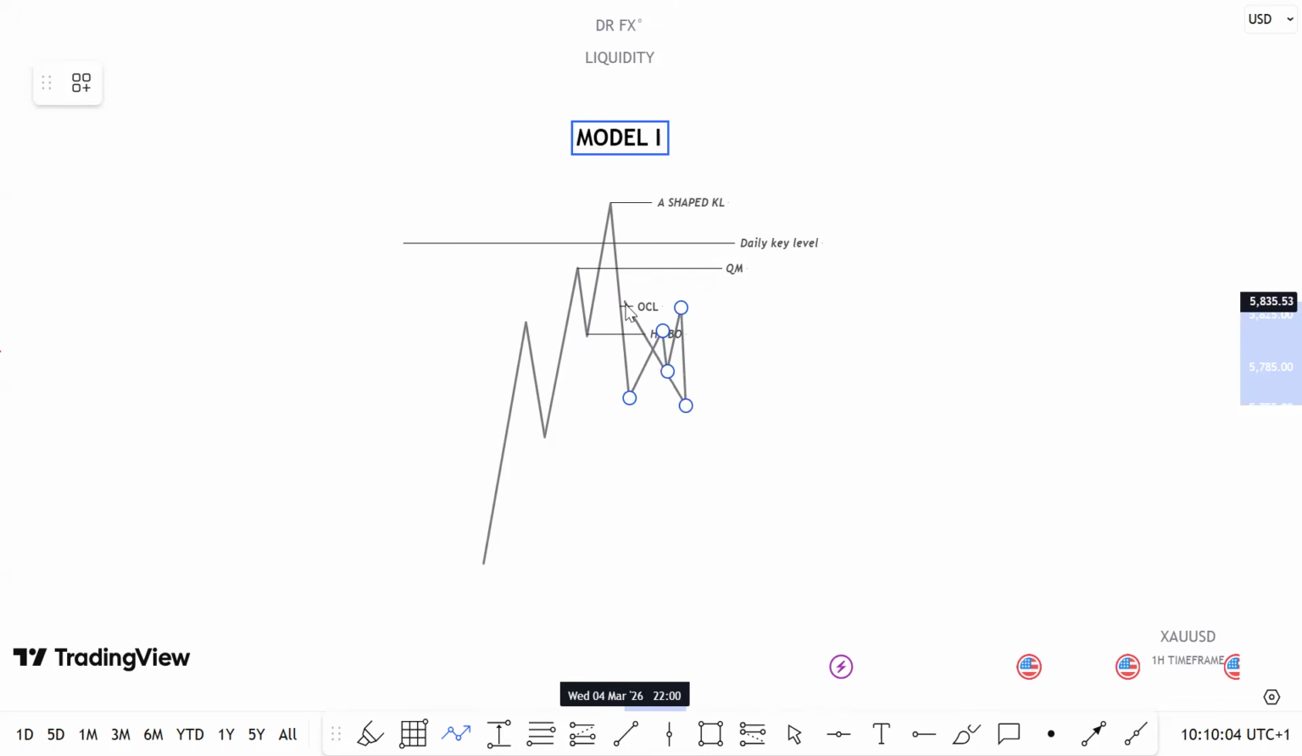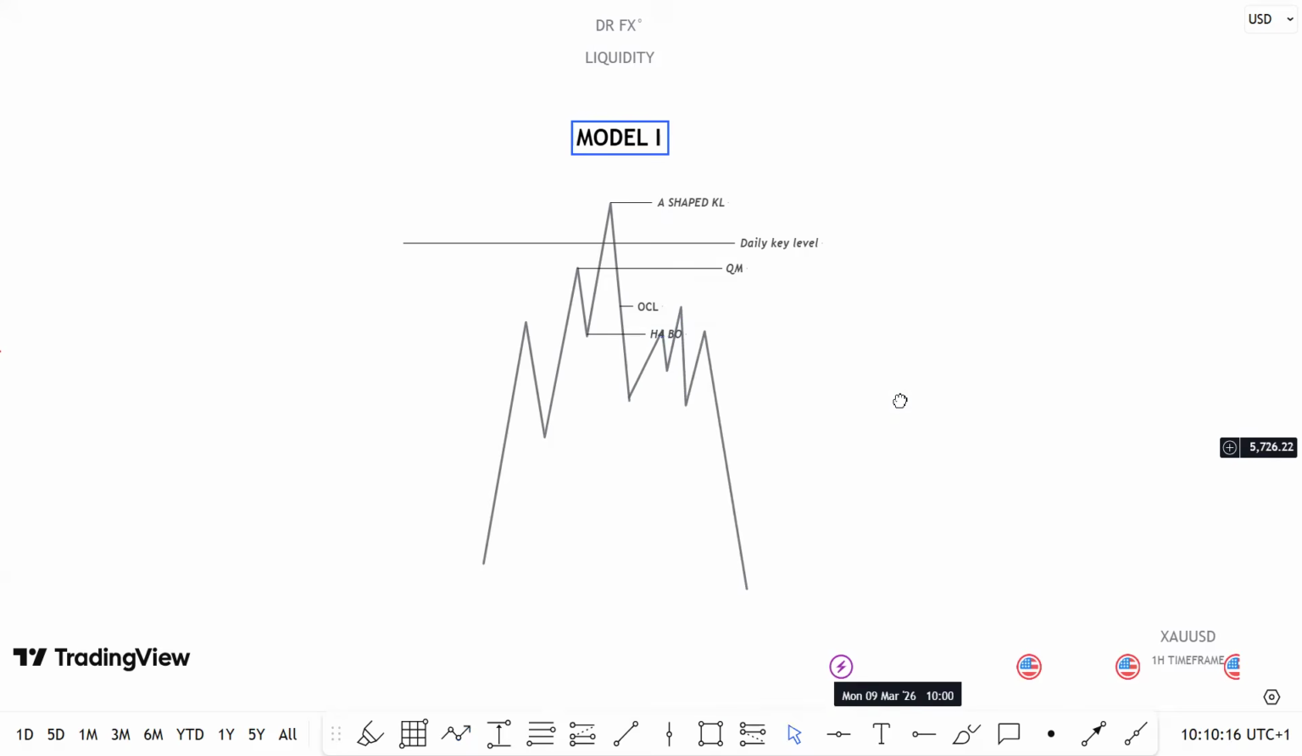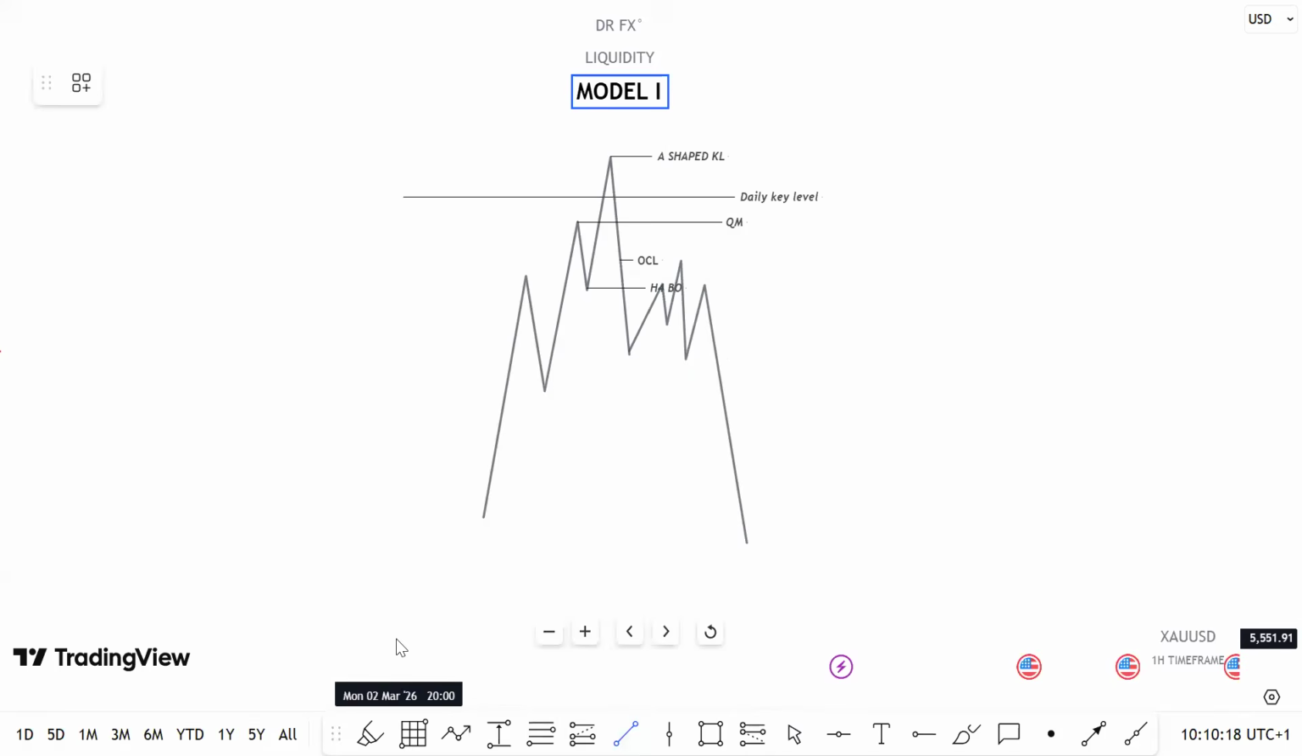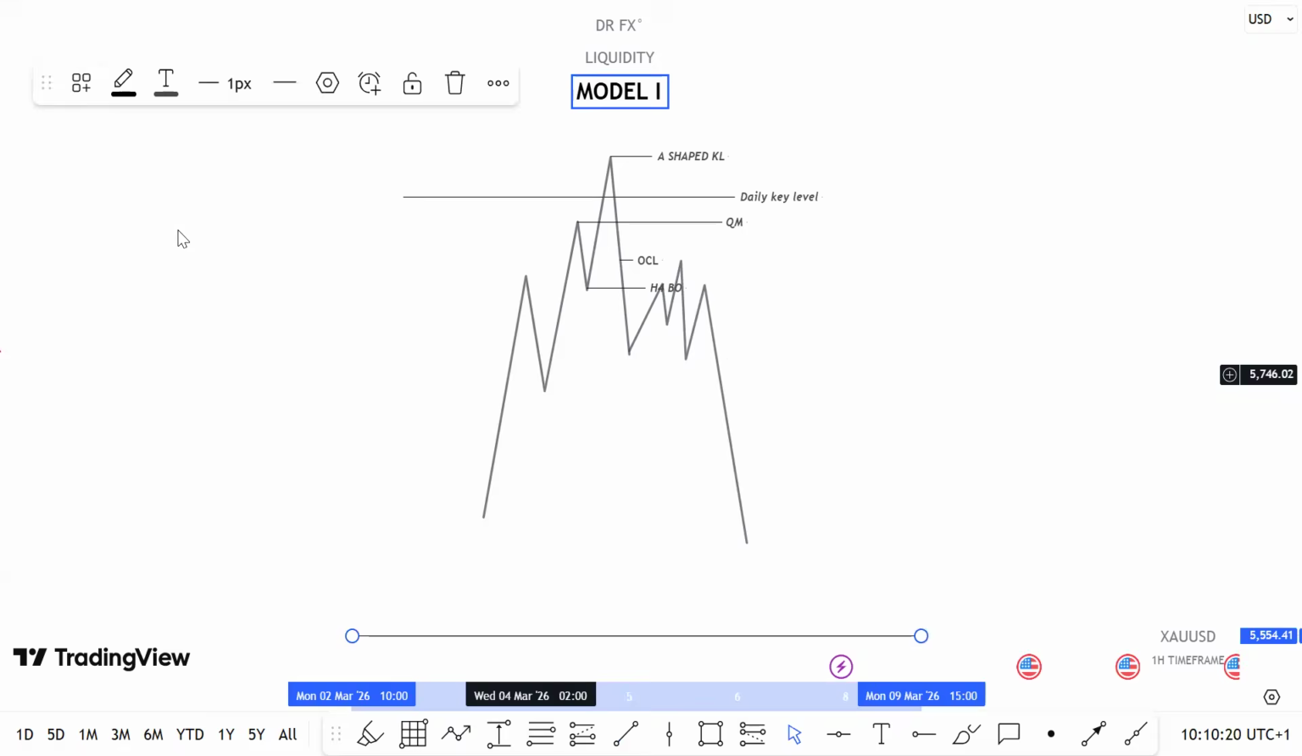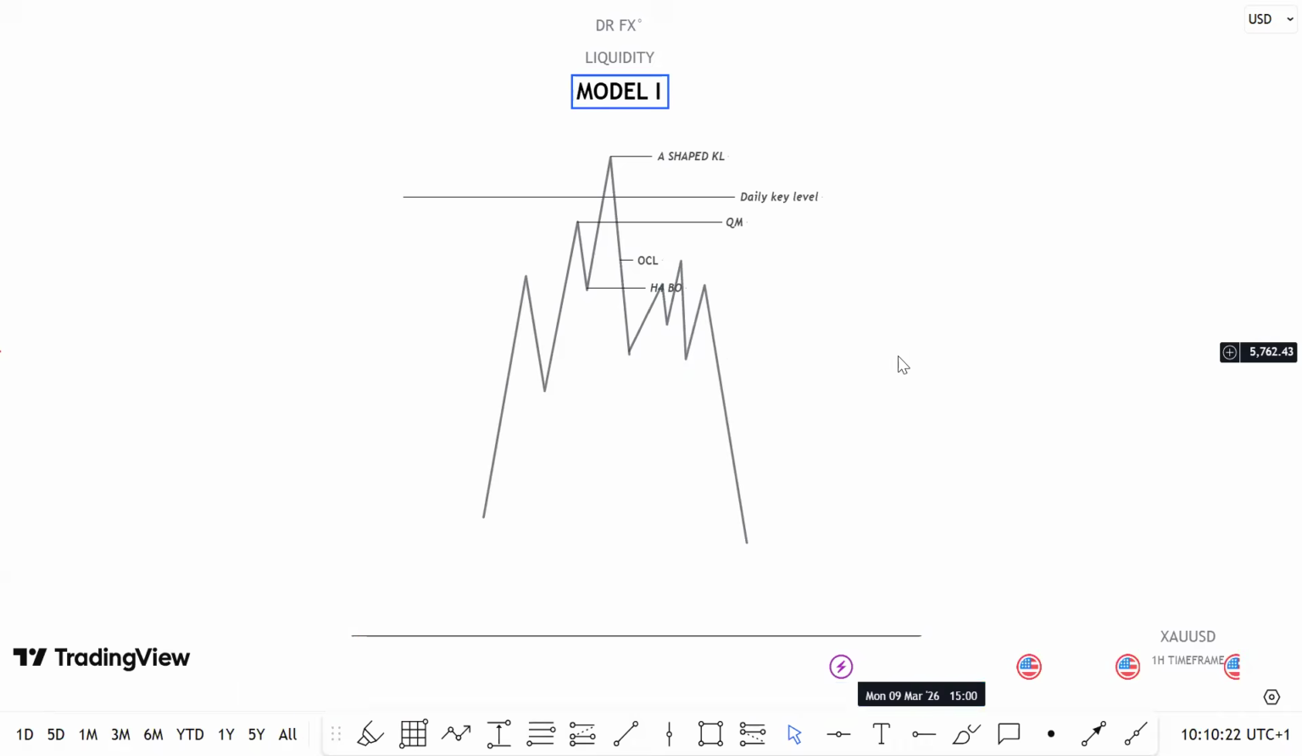Because sometimes the market is not coming back to the OCL or the QM on the A shape, and it usually doesn't come back. It comes back twice a month. That's why you need the models. And then you can automatically execute from here to take out the continuation, so that you can end the entire raid of the daily key level, which is right here.